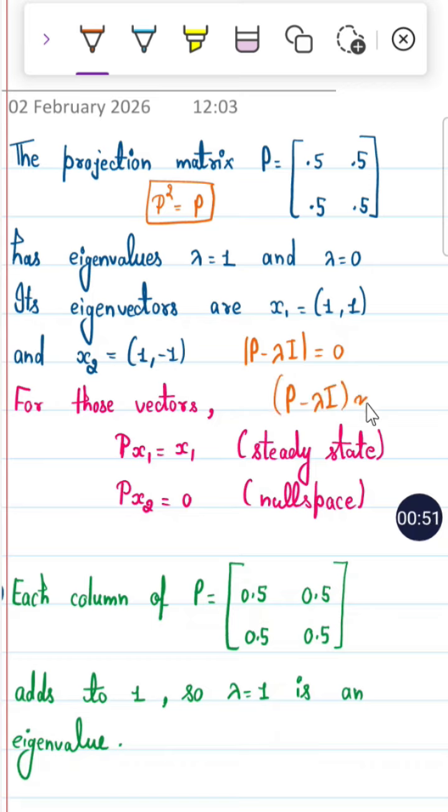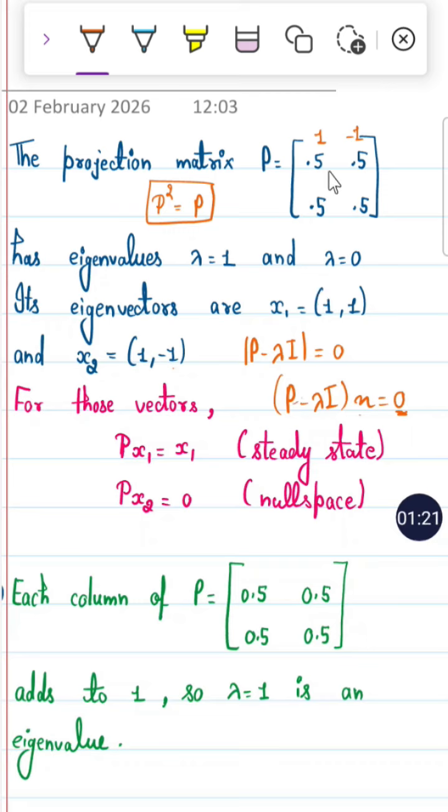For finding x, we have to solve this, right? When lambda equals 0, it is 1 minus 1, because x1 is 1 and the other is minus 1, which gives you 0. So x is (1, minus 1). This is the first eigenvector.